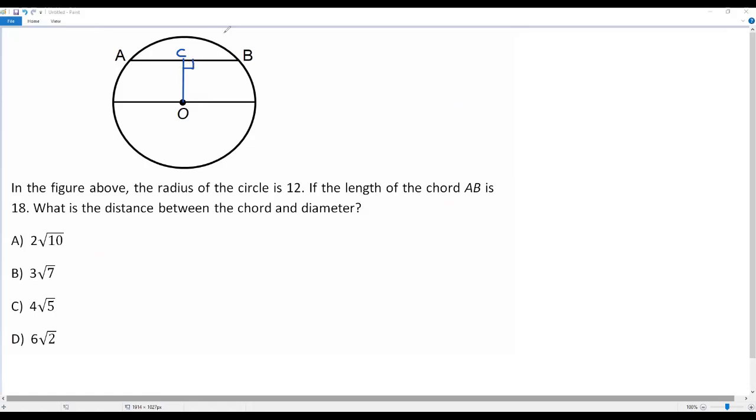Now let me draw a radius by joining the center of the circle O and the point B on the circle. This OB represents the radius of the circle, and it is given in the question, that is 12, the radius of the circle. So the length of this OB is 12.